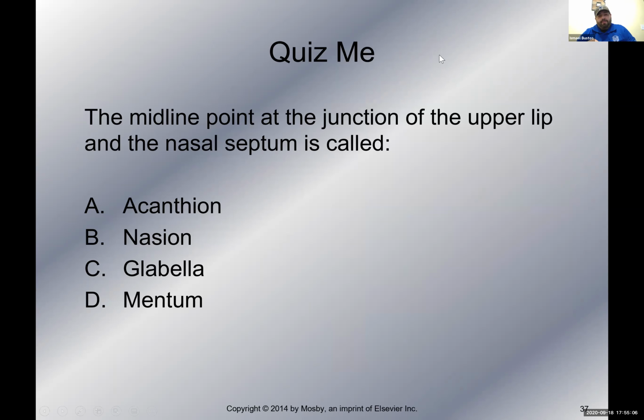Almost done here, guys. I know it's been a kind of a long PowerPoint presentation, but I wanted to go over a lot of things a lot of times just so you can get familiar with it. So as we move on, it won't take as long.